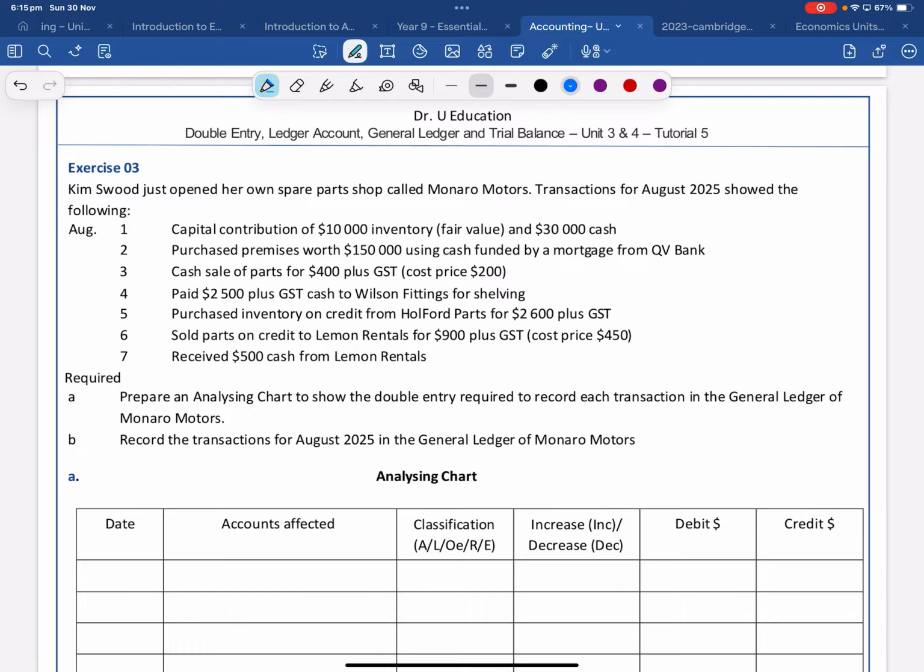Should be fine. Increase in sales of cars. Since there's no GST for this one, do we have to? No, you don't have to. If you want, you can do the trial balance, but I didn't give you the trial balance. It's up to you.